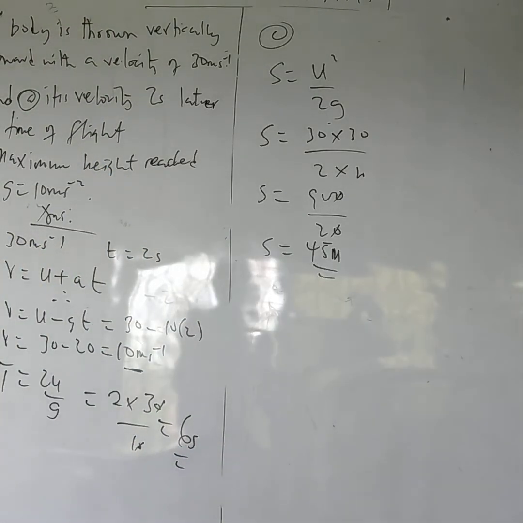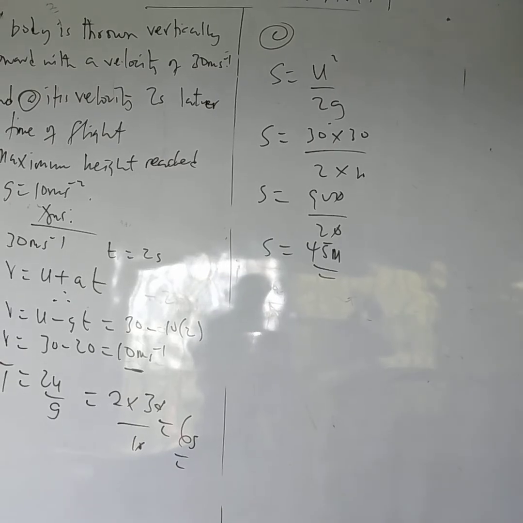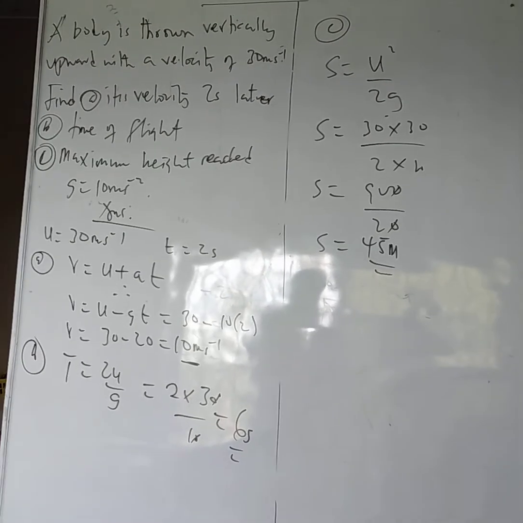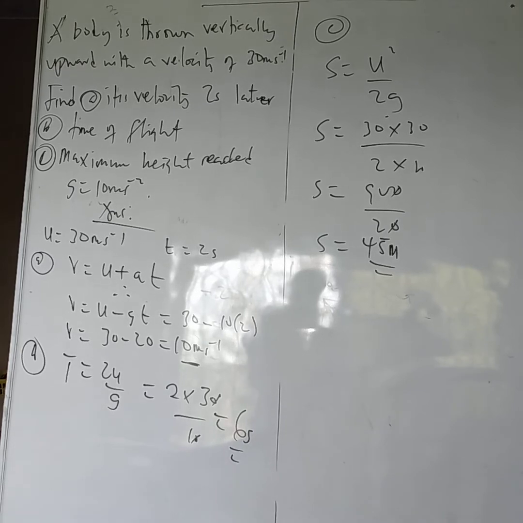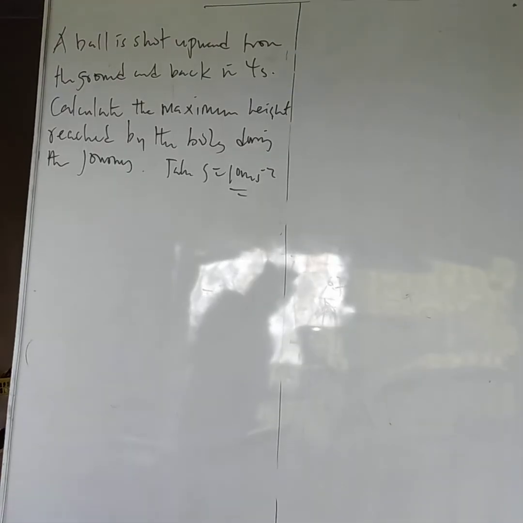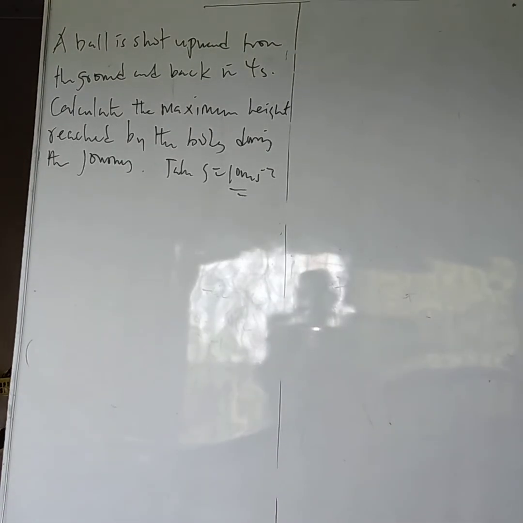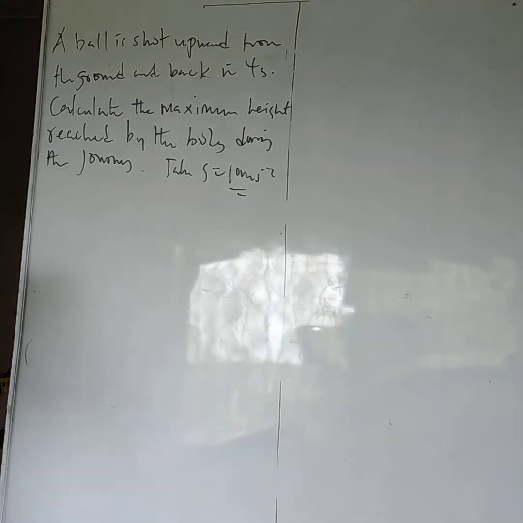One thing that you have to know is that you should be able to keep most of the equations off head so that you can calculate and solve your questions properly. Okay, we'll move on to another question and see how that one also goes. Let's focus on the next question. A ball is shot upward from the ground and back in 4 seconds. Calculate the maximum height reached by the ball during the journey.